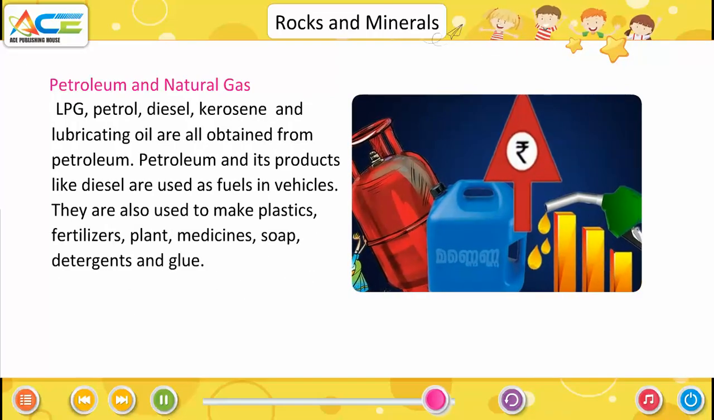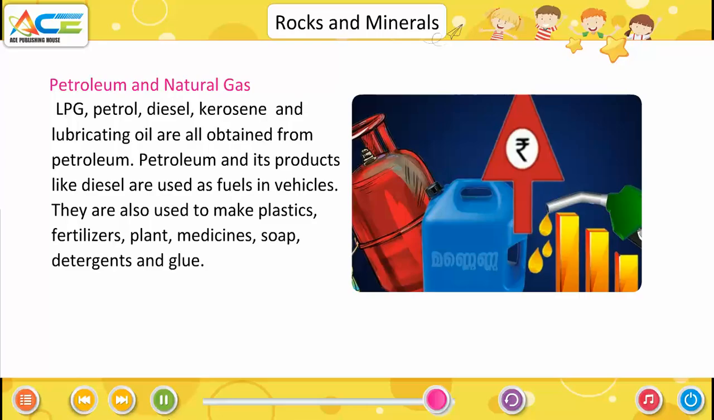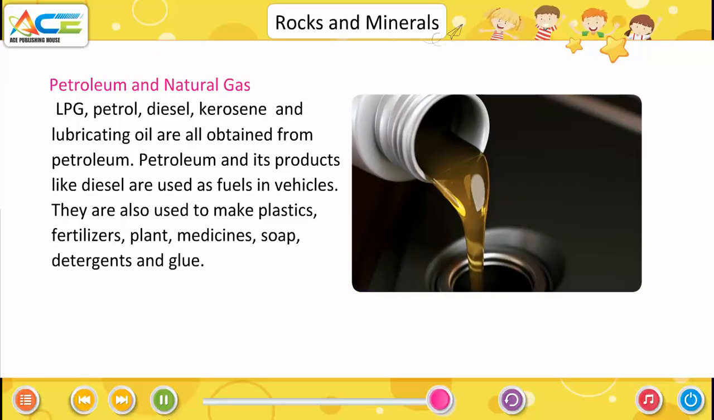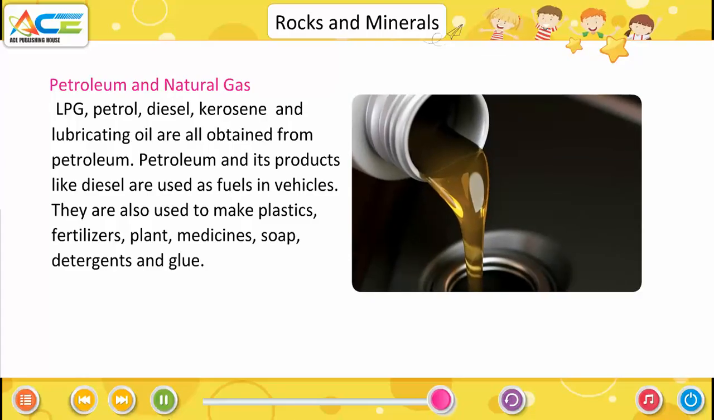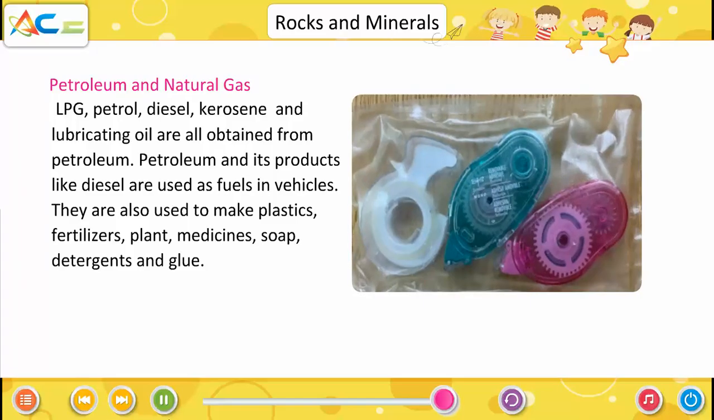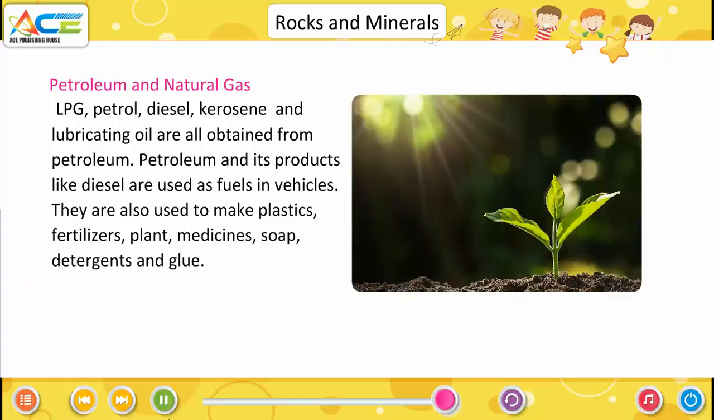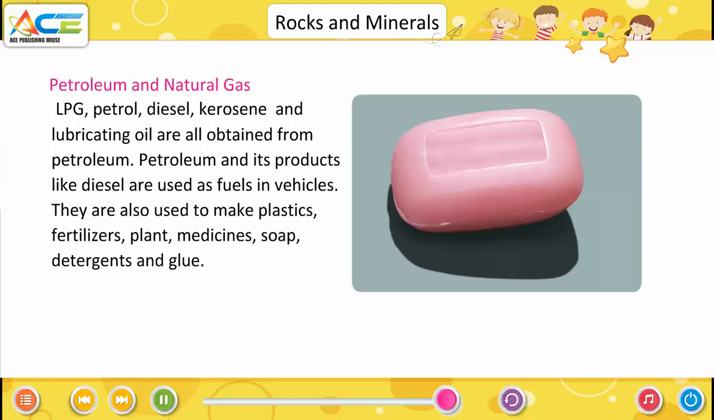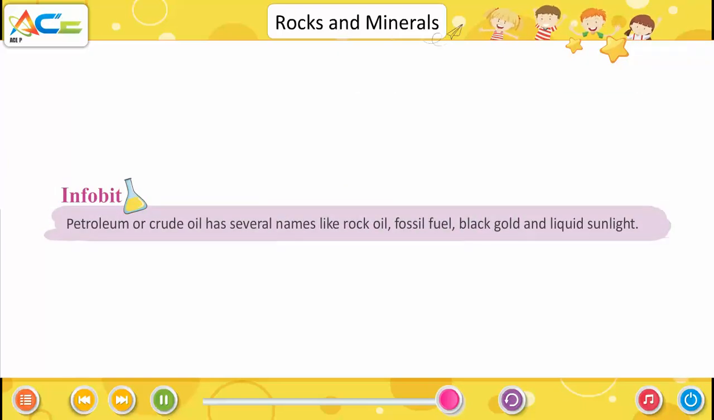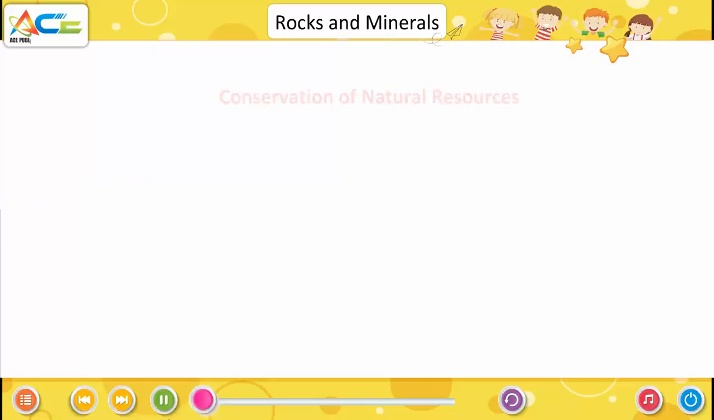LPG, petrol, diesel, kerosene and lubricating oil are all obtained from petroleum. Petroleum and its products like diesel are used as fuels in vehicles. They are also used to make plastics, fertilizers, plant medicines, soap, detergents and glue. Infobit. Petroleum or crude oil has several names like rock oil, fossil fuel, black gold and liquid sunlight.